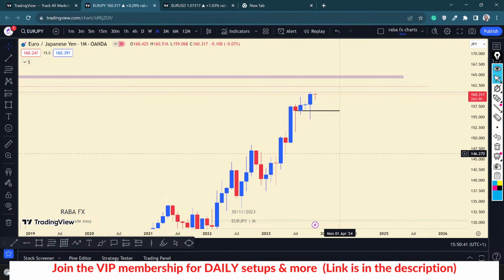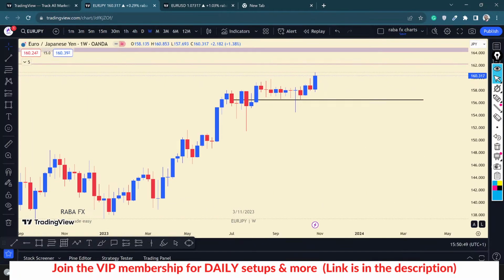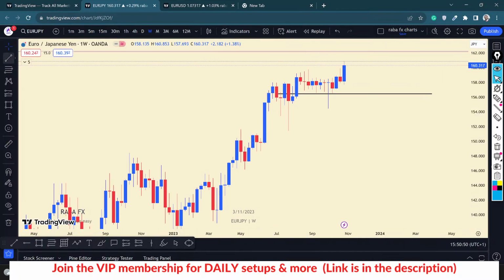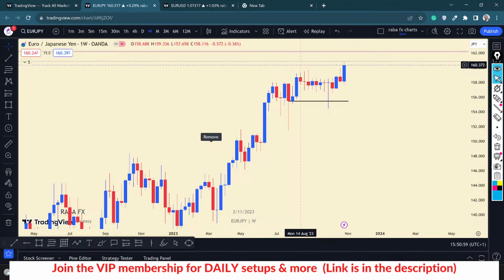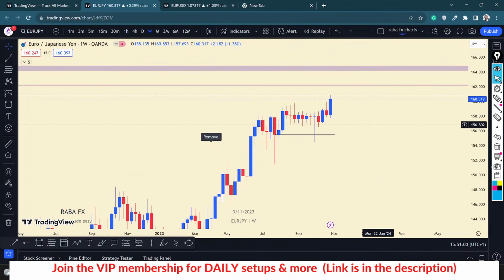If the monthly, weekly, daily are in agreement, then we load up with a higher lot size when we see a bullish trade setup. So now the weekly too is bullish. We are rejecting off this level. Let me take off this monthly line. So we have a bullish story already playing out here, and this market is bullish.